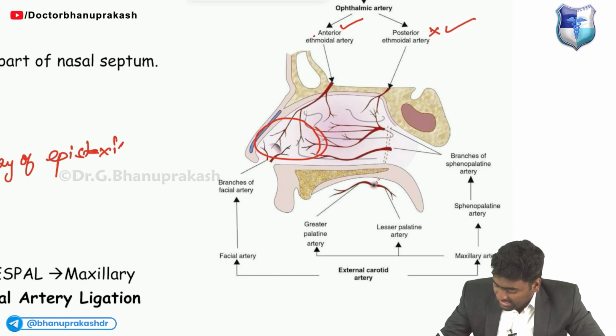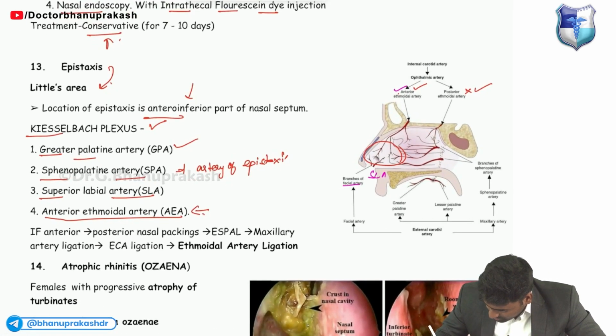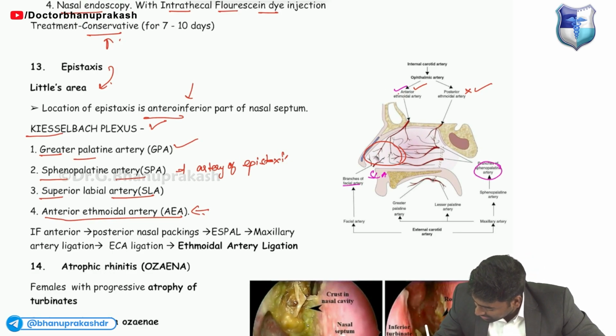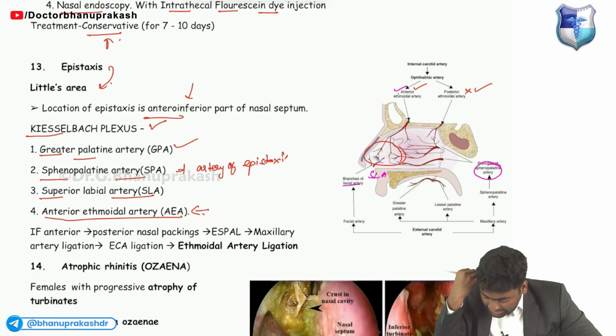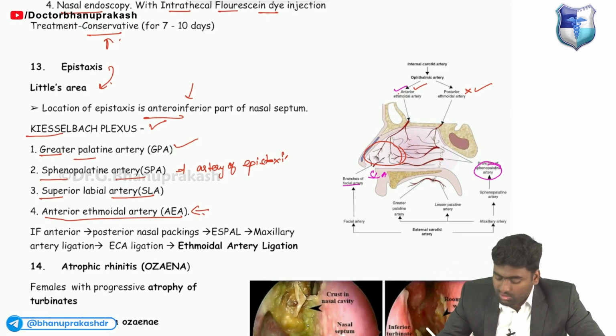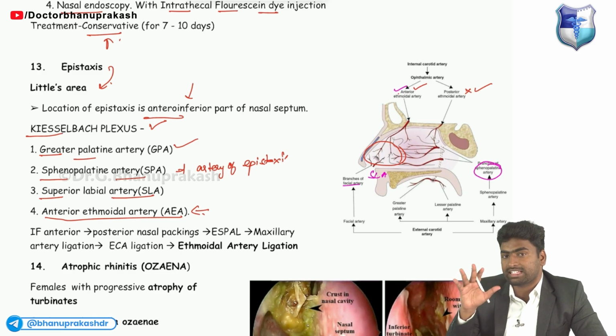It is the anterior ethmoidal artery and the superior labial artery, which is a branch of the facial artery, and the palatine artery and greater palatine artery. So all of these arteries give rise to the formation of Kiesselbach's plexus.